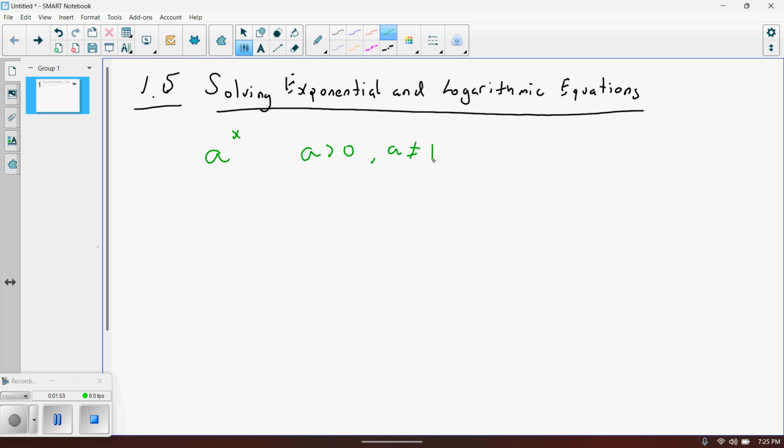And if you think about why A can't be 1, if you have 1 raised to a power, 1 times itself any number of times would give you 1. So it would not take on an exponential property at all. The general graph behind an exponential function, and this is just your standard exponential function, would look something like this.